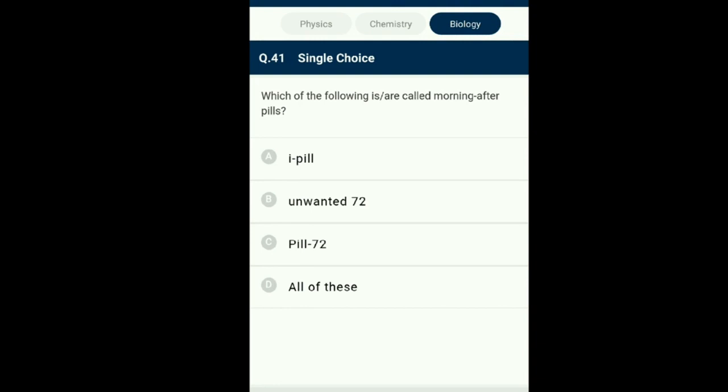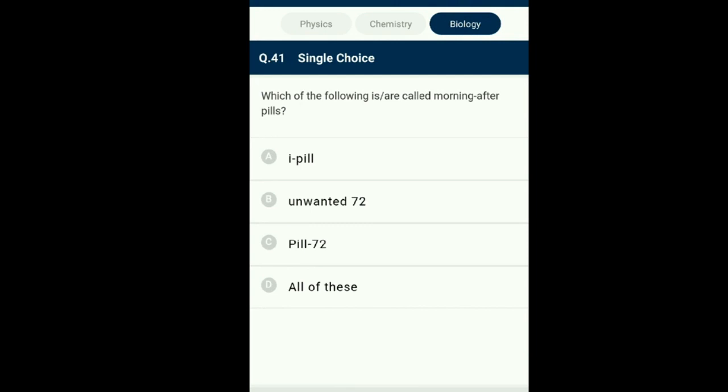Morning after pills contain the compound levonorgestrel, which is combined with estrogen. These pills, on consumption, delay the ovulation or egg release. It must be consumed within 72 hours after sexual intercourse. This pill will not have any effect if there is implantation.